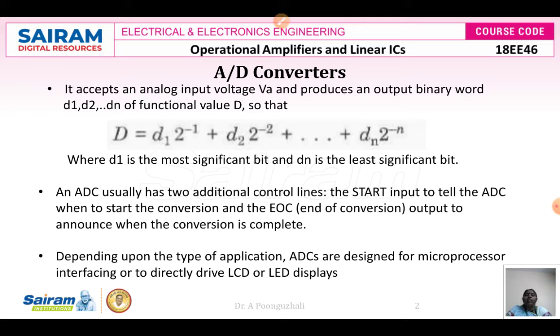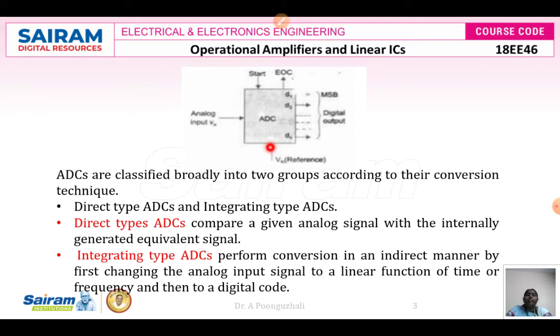Depending upon the type of application, ADCs are designed for microprocessor interfacing or to directly drive LCD or LED displays. This is the basic ADC: the analog input is given to the ADC, along with the reference voltage VR, and at the output we have the digital output, where D1 is the MSB and Dn is the LSB. We have two additional control lines, where start is the input control line and end of conversion is the output control line.